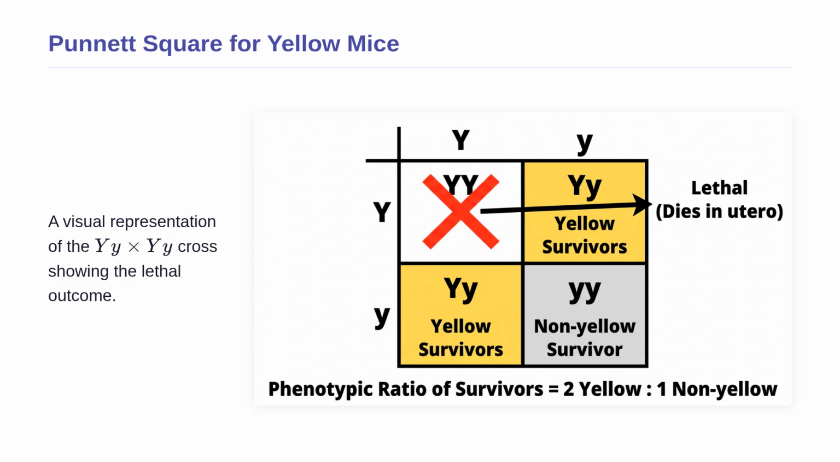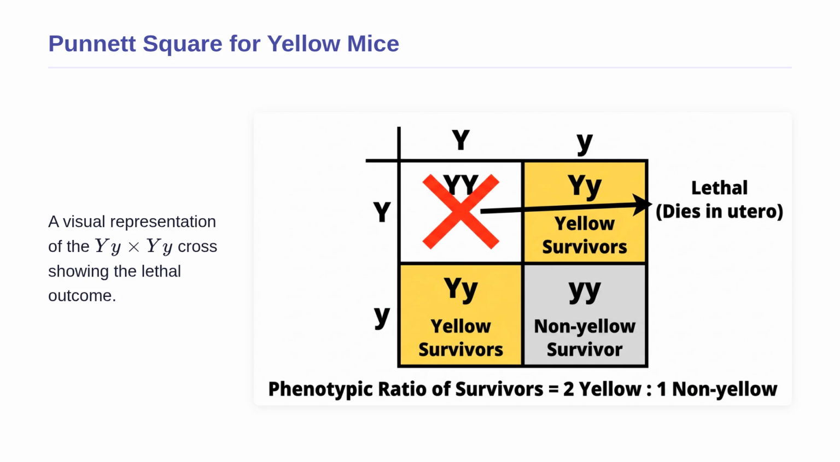To visually reinforce what we just proved, let us look at this Punnett square for the yellow mice experiment. Along the top and left axes, we see the alleles from our 2 heterozygous parents, big Y and little y. Inside the grid, the top left square represents the big Y big Y genotype. Notice the large red X crossing it out? This clearly marks the lethal combination that dies in utero.